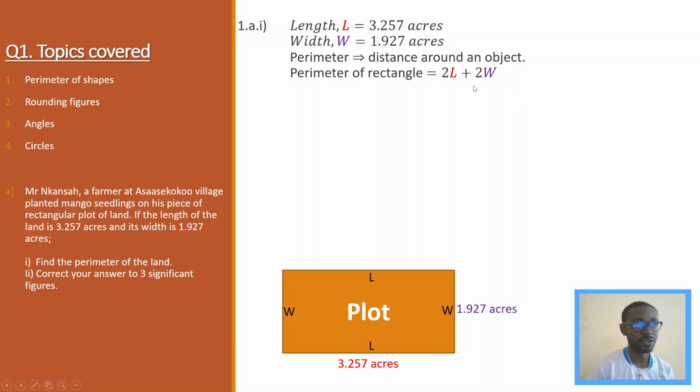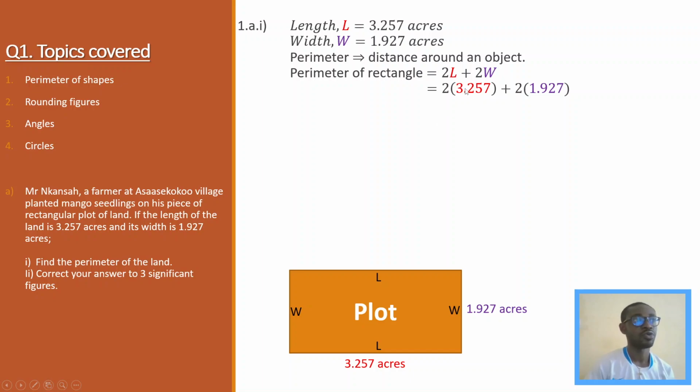We can use factorization to write it in a different way. That will become 2 and then into brackets L plus W. I hope you remember. Yes. But for this particular question, let's use this formula 2L plus 2W.